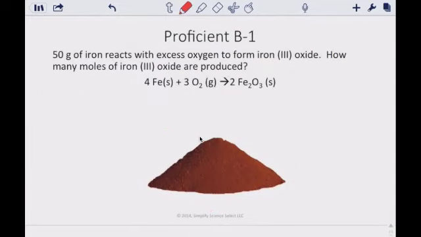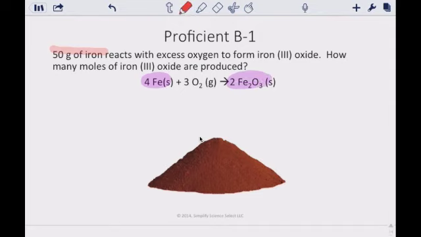So in an example here, what we see is that we have 50 grams of iron. So it said grams of iron, so guess what we have to write down about iron? We have to write down the molar mass of iron. And then it says reacts with excess oxygen to form iron 3 oxide. How many moles of iron 3 oxide are produced? And so when we're looking at this, we're looking first at iron, and then we're looking at iron 3 oxide.